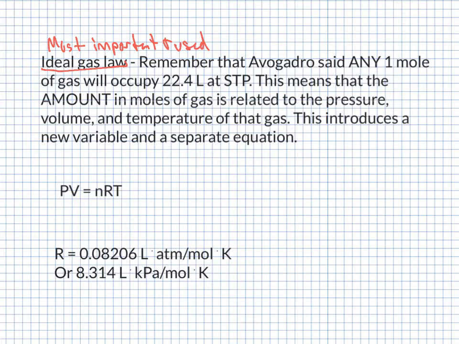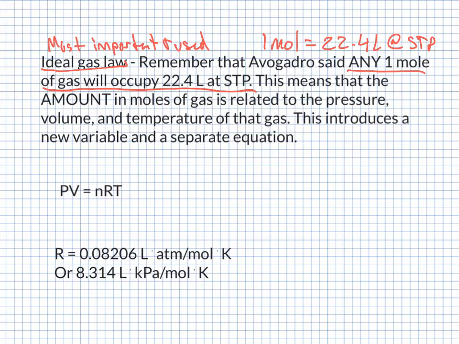The reason that the ideal gas law is different from the combined is that it adds one more variable. Earlier in the year, we had talked about Avogadro's law and this whole idea of any 1 mole of gas occupying 22.4 liters at STP. We use that in stoichiometry. 1 mole equals 22.4 liters at STP. It was a useful thing.